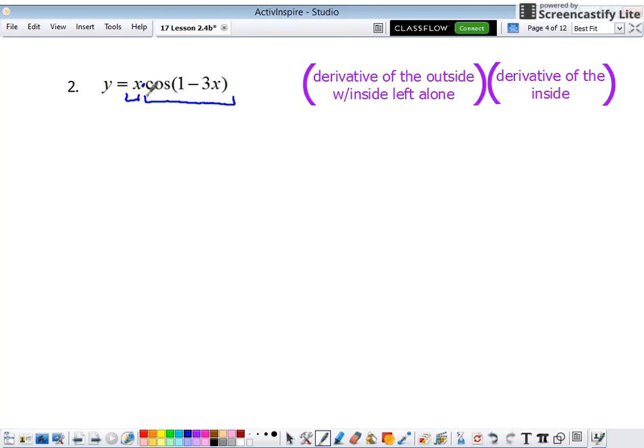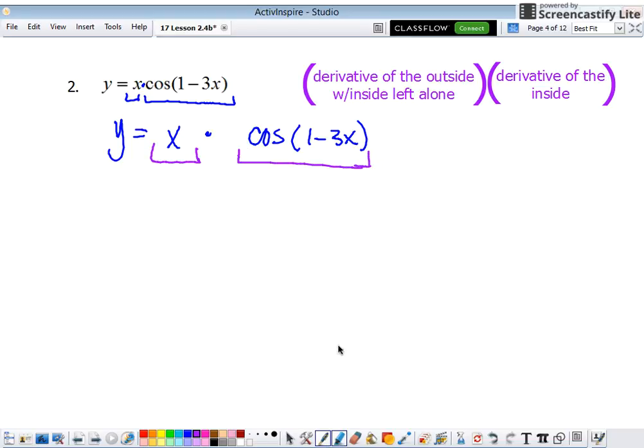So you need to understand that this equation right here is the same as x times the cosine of 1 minus 3x. Okay, so we're going to use the product rule. This is the first factor. This is the second factor. The chain rule is going to come into play because when I take the derivative of this part over here, it is not just the derivative of cosine of x, but it's the derivative of the cosine of 1 minus 3x. Okay, so let's go through this.